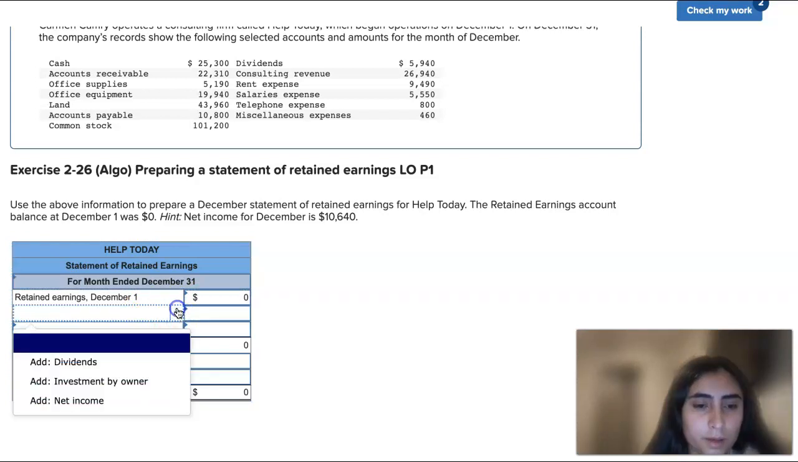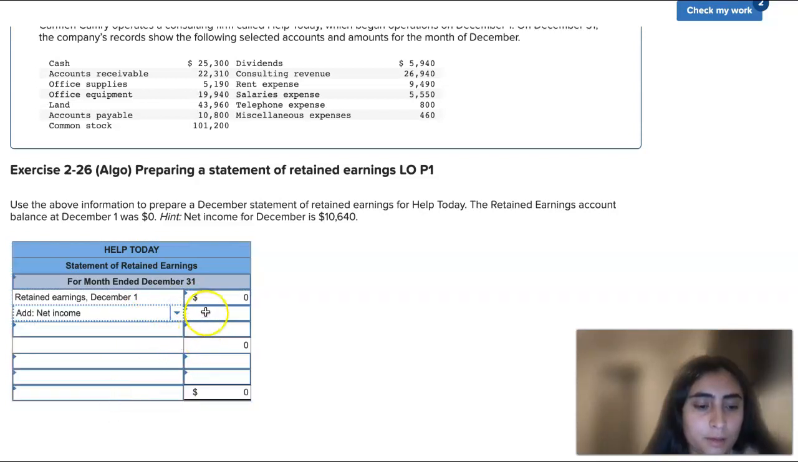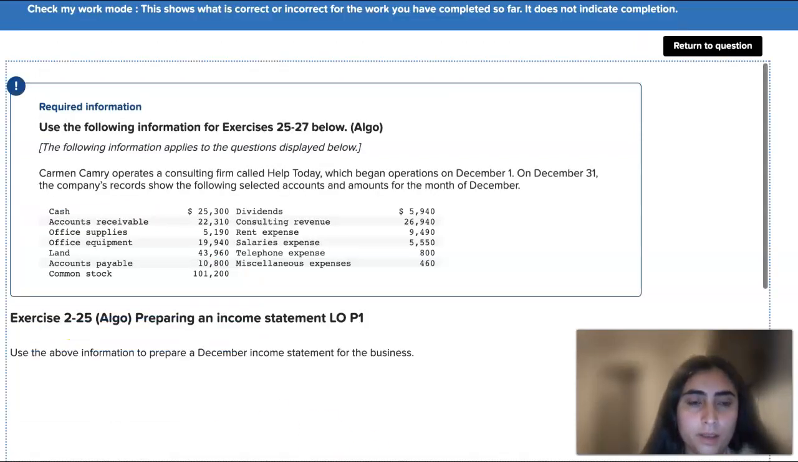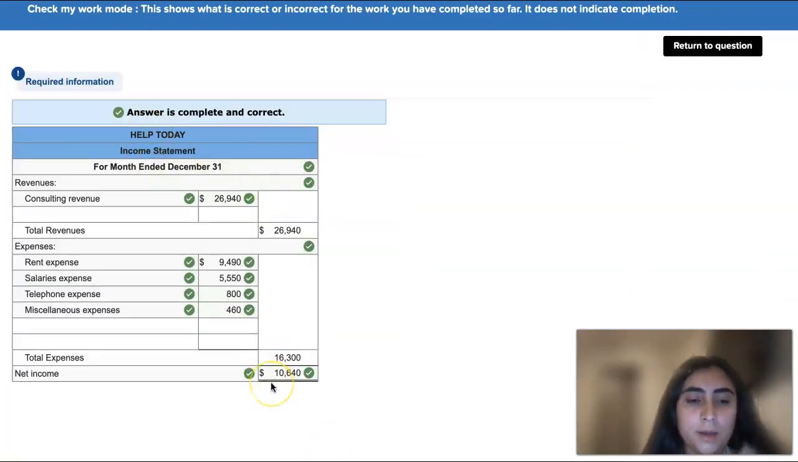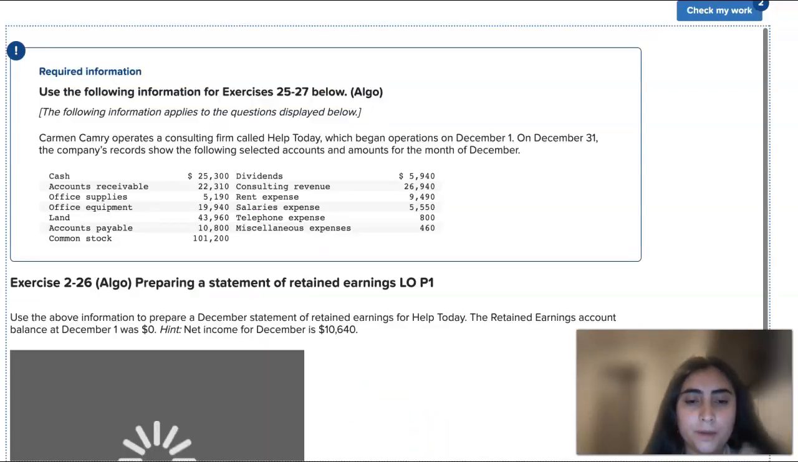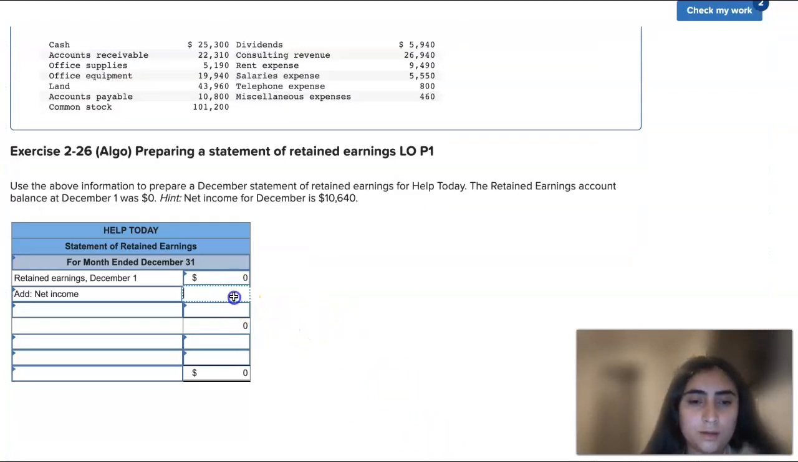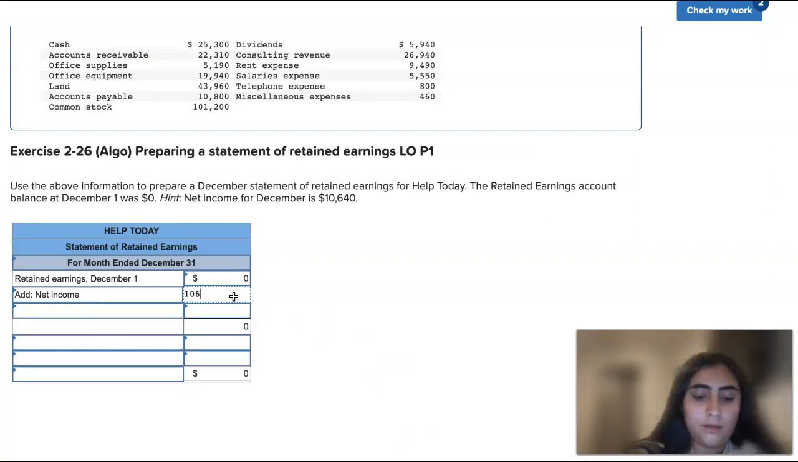So we're going to add net income. Our net income is in the income statement. In my case, net income is 10,640.